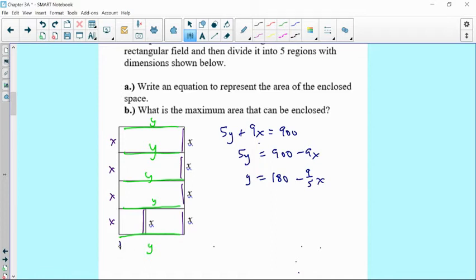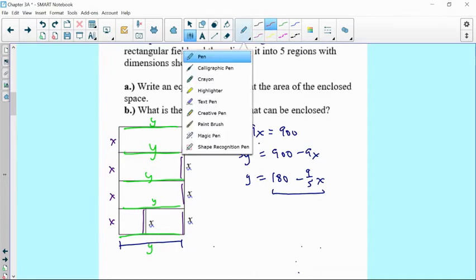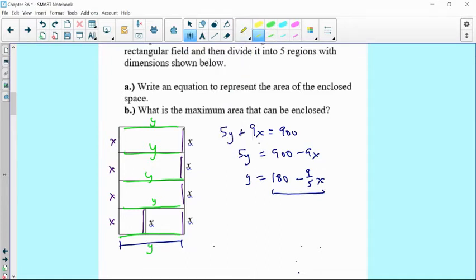So at least I know what this y value is in terms of x. And to write an equation of the entire area, what it's referring to is the entire enclosed space, right? It's this whole area right here. And so how do I find that area? Well, it's just a rectangle, just like the last example, right?